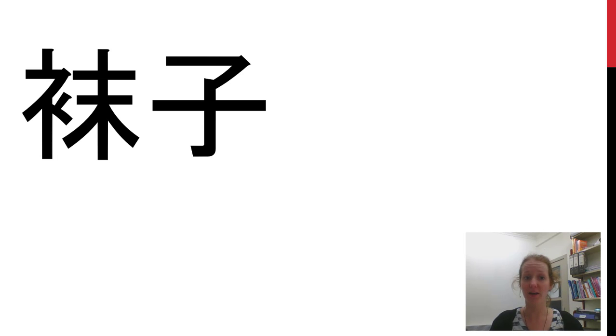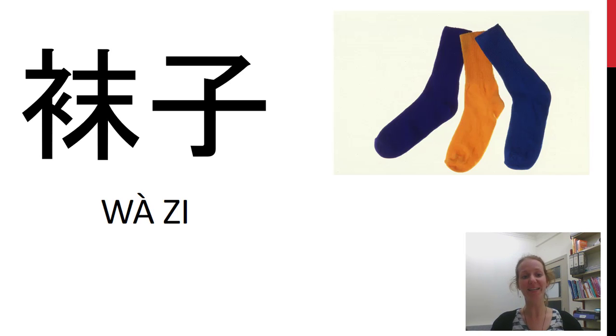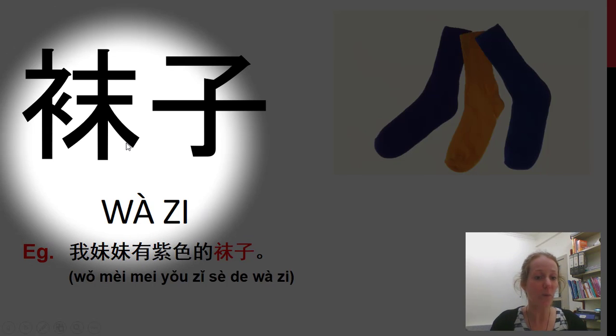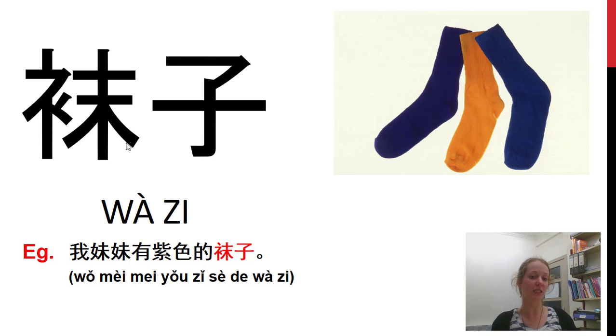这是什么? 这是袜子. 袜子. So you might think, oh, this looks a little bit like 妹妹, this right side here. So 我妹妹有紫色的袜子. 袜子.